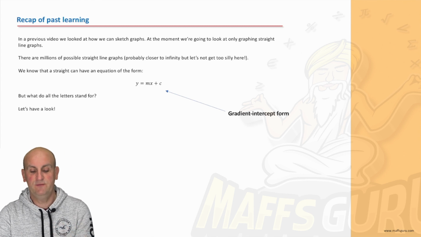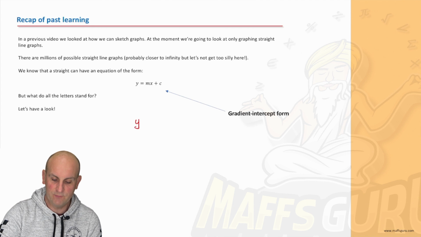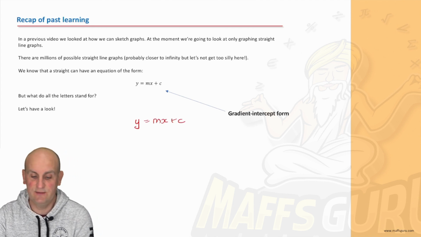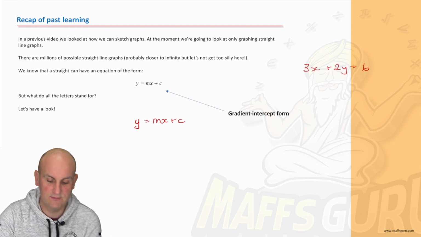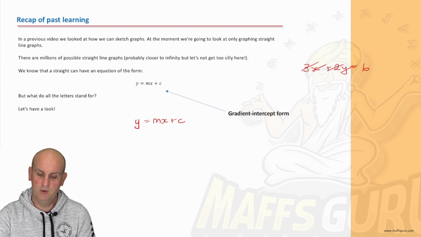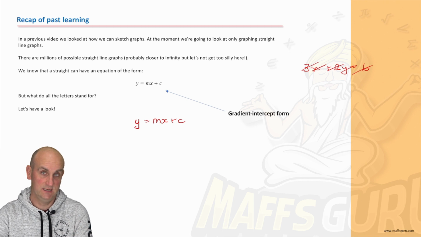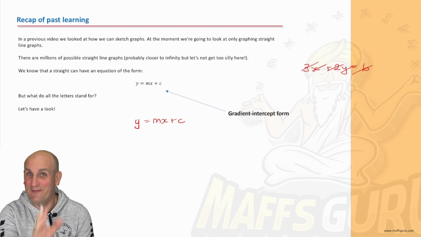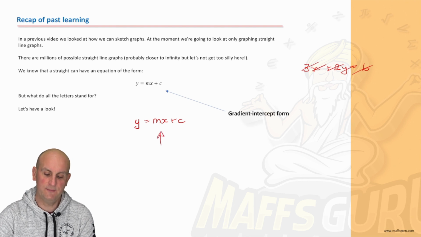Now, as I said in the previous lesson, we had both something called the gradient-intercept form, that's this form here given by y equals mx plus c, and there was the intercept form, which was something like 3x plus 2y equals 6. At this moment in time, we're not going to be dealing with those particular examples. They were useful for solving simultaneous equations by elimination and substitution. Haven't seen that video? It's also on maffsguru.com. Head over there and watch. Oh, by the way, let your mates know. That'd be good. So we're going to look at what this y equals mx plus c form is.